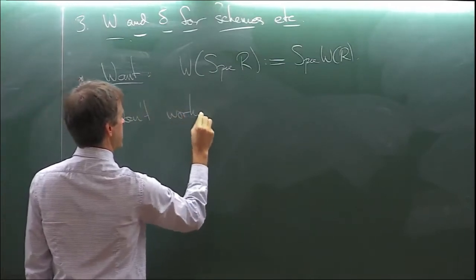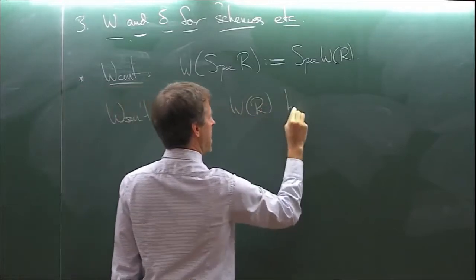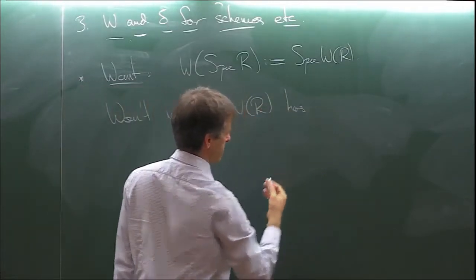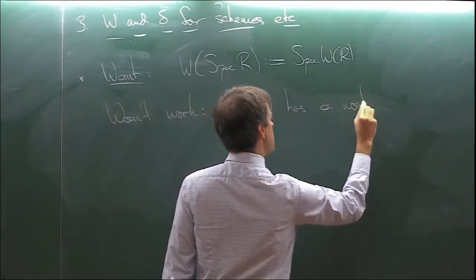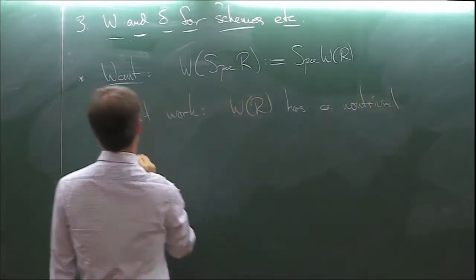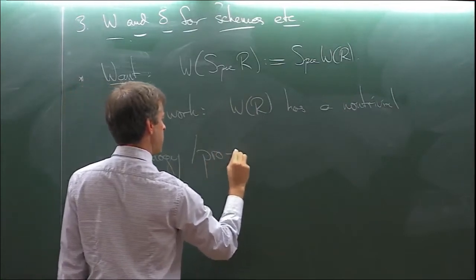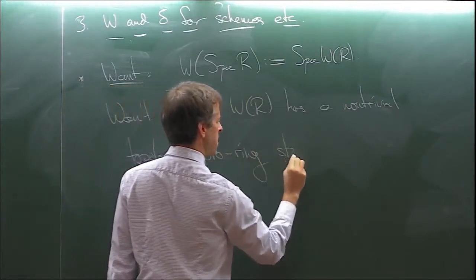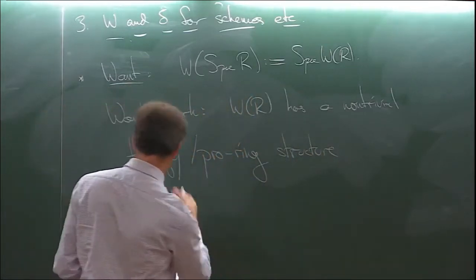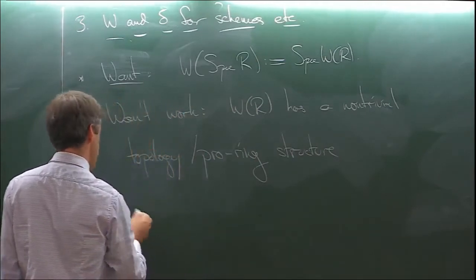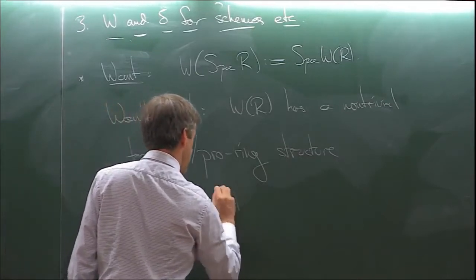And the problem is very simple, which is that W of R has a non-trivial topology, or I prefer to think of it as a non-trivial pro-ring structure. Non-trivial topology, pro-ring structure. So I have to tell you what I mean. W of A, everybody knows this. I'll say it anyway.